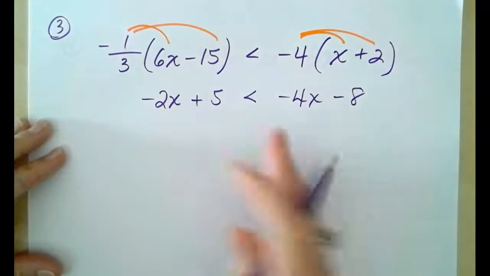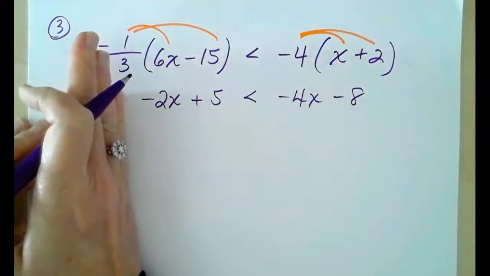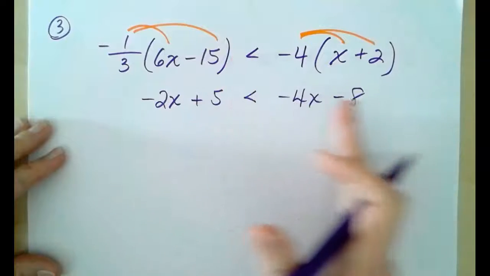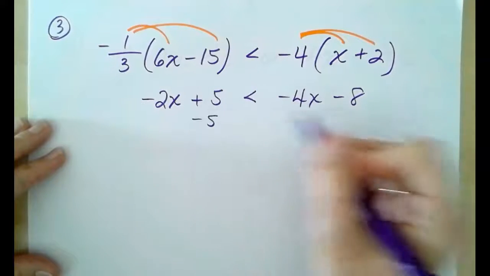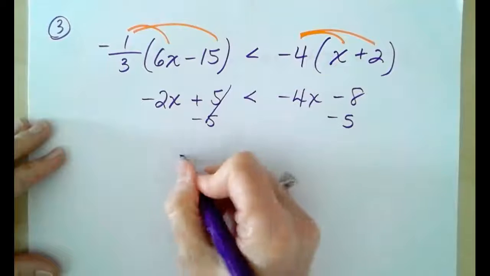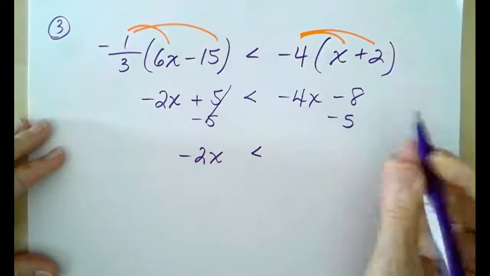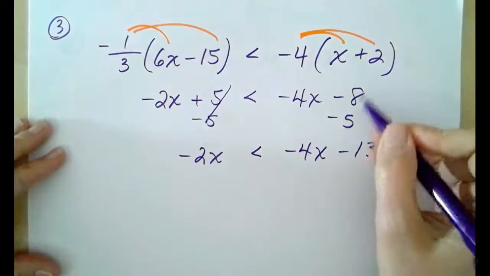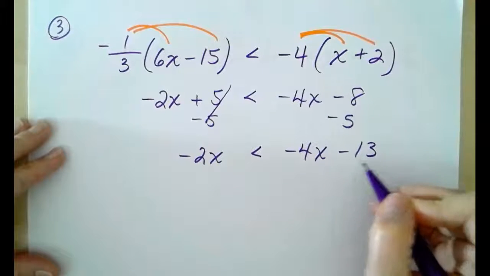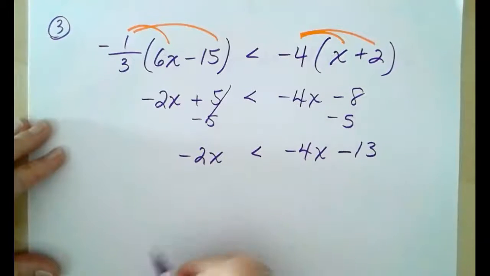So from there, we want to bring our variable over to the left, and we want our integers on the right. I'm going to start with the 5, minus 5, minus 5. Negative 2x is less than negative 4x minus 13. Both of those numbers are negative. Add the numbers and keep the sign.